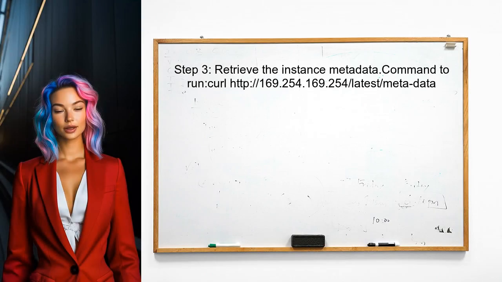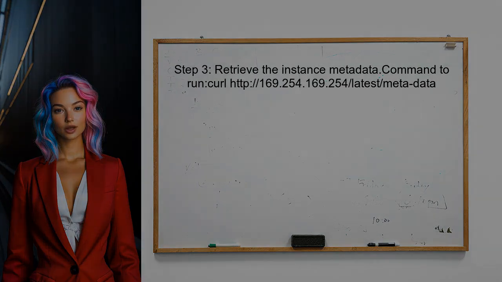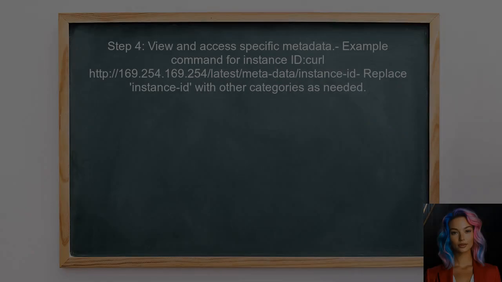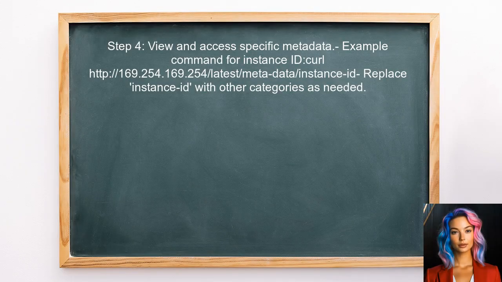Now the user can retrieve the metadata by using the curl command. They should type curl http://169.254.169.254/latest/meta-data in the command prompt. After running the command, the user will see a list of available metadata categories. They can access specific metadata by appending the category name to the URL.